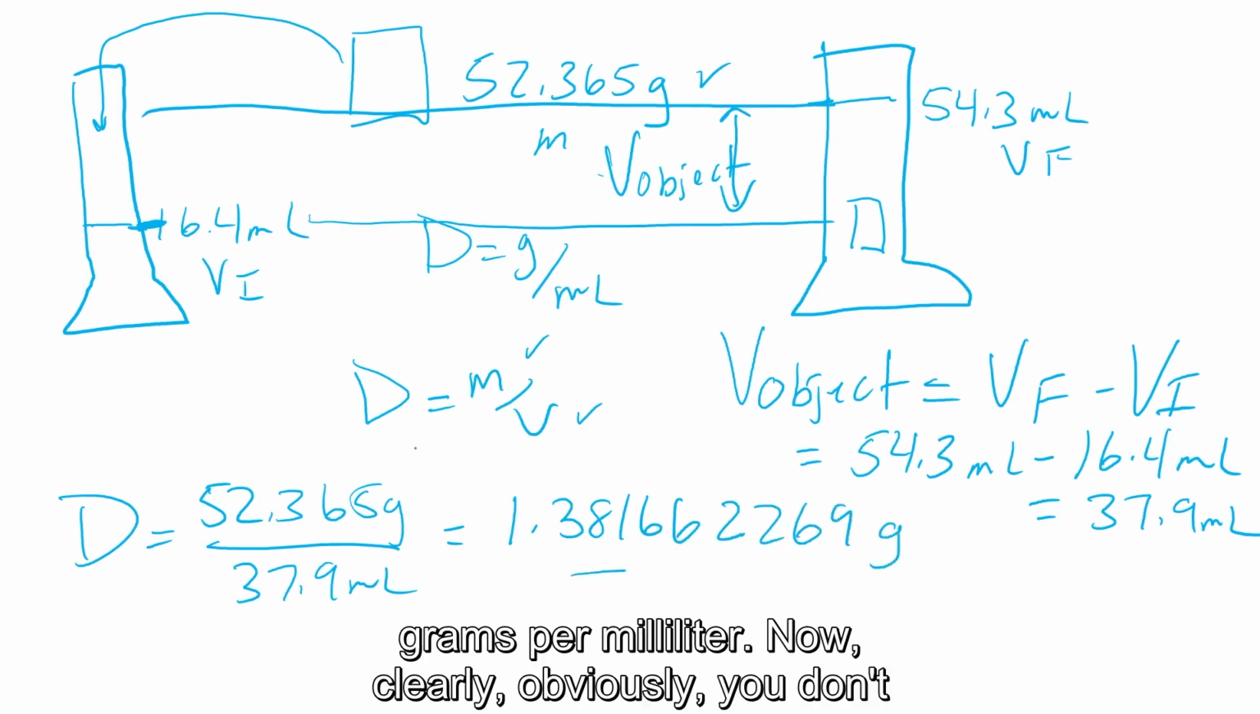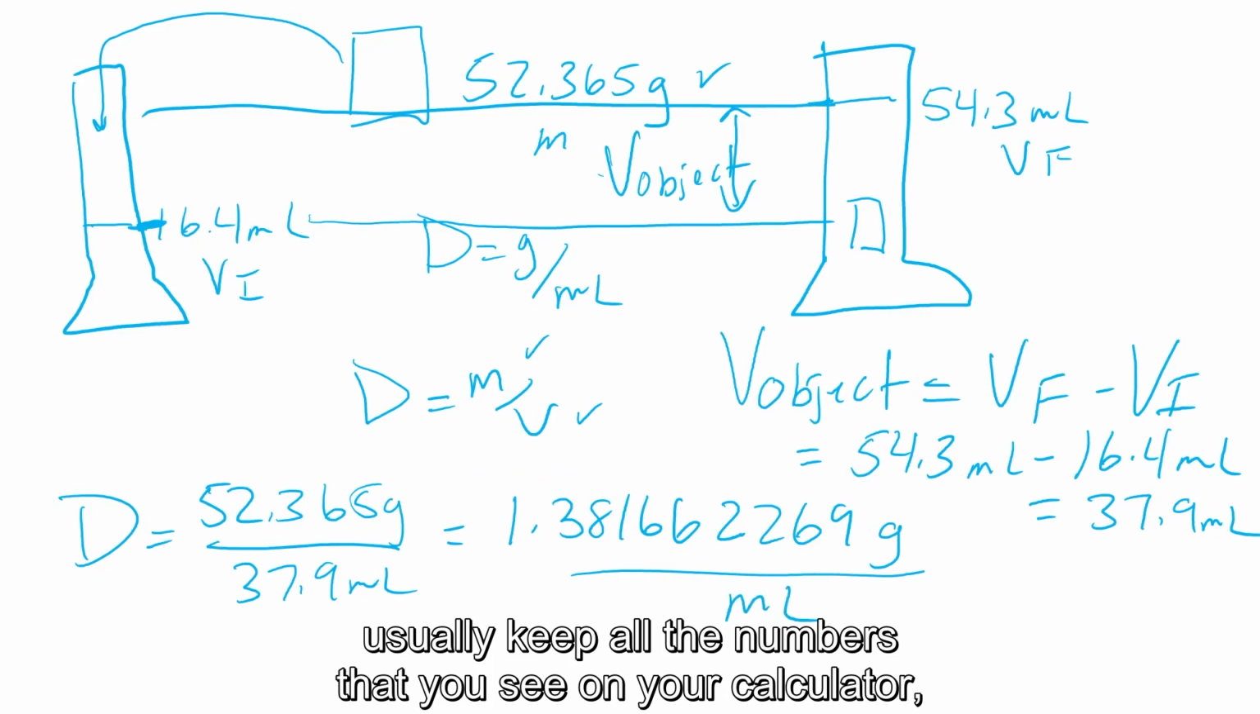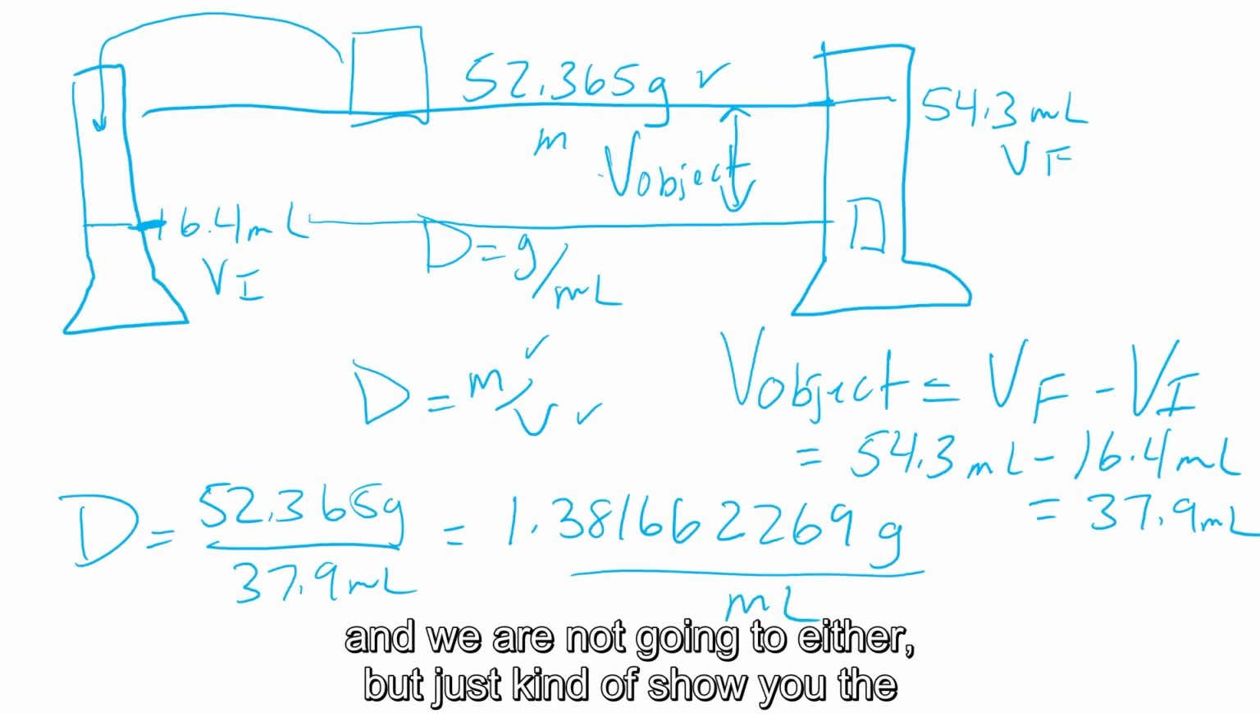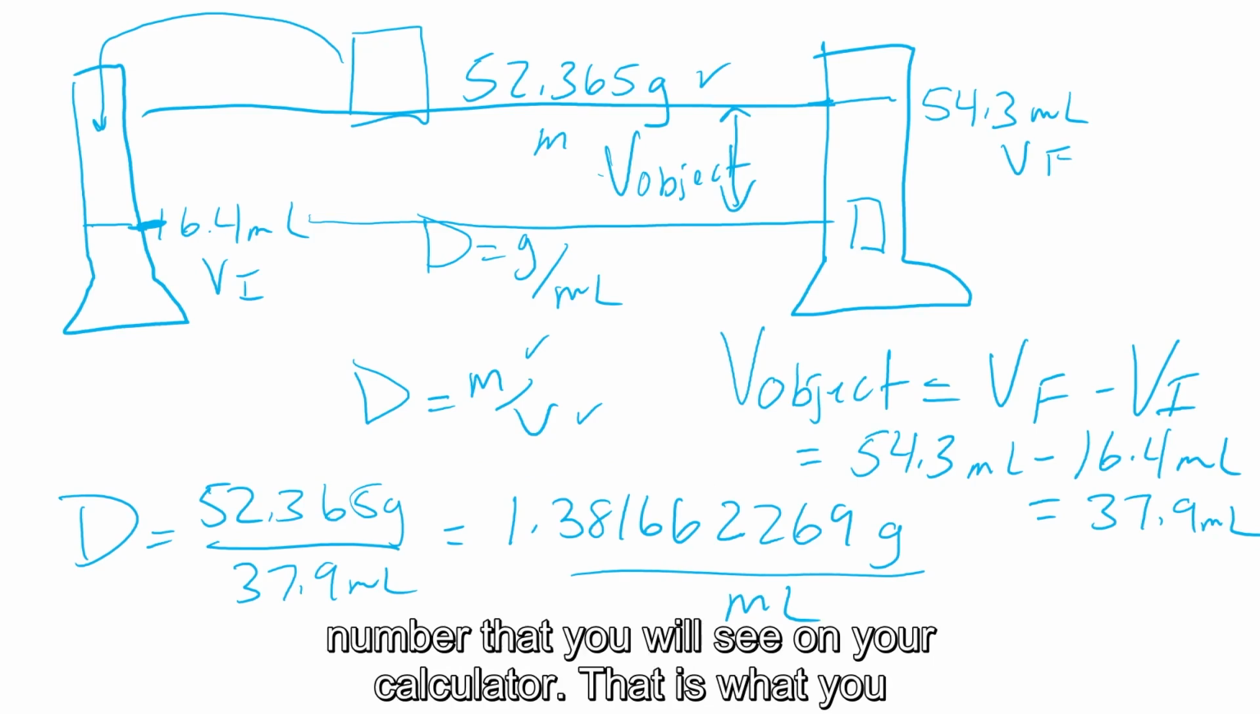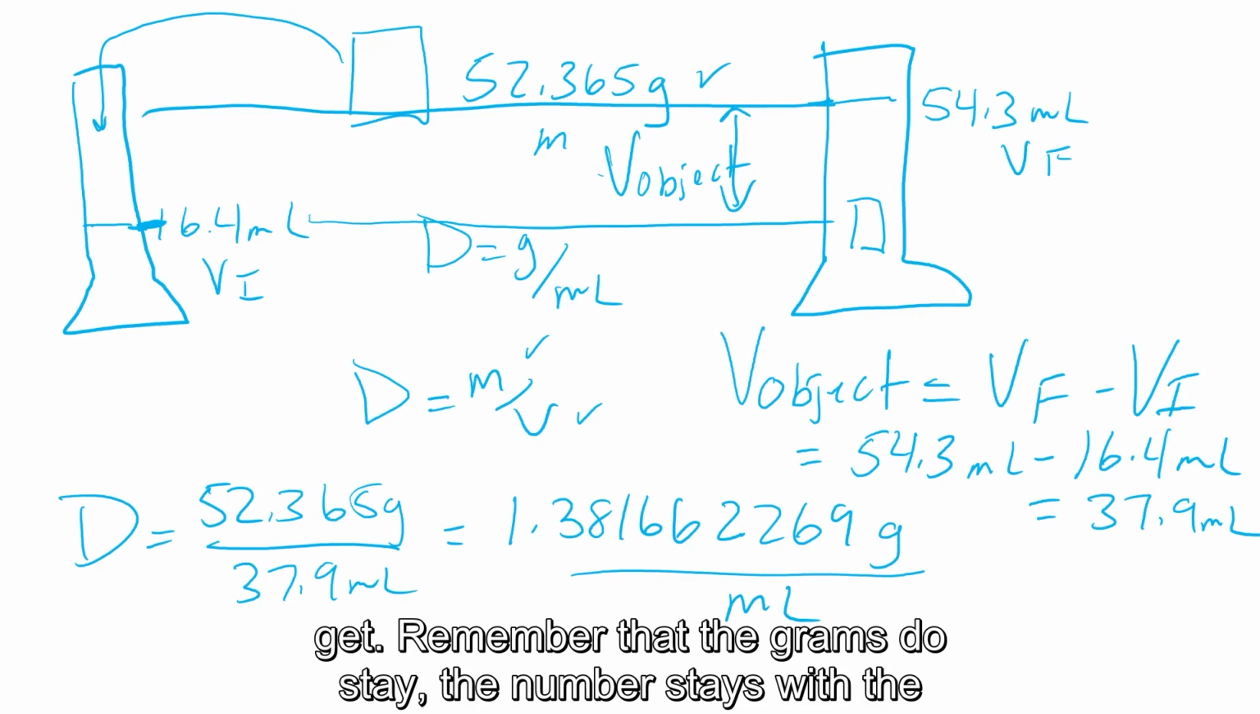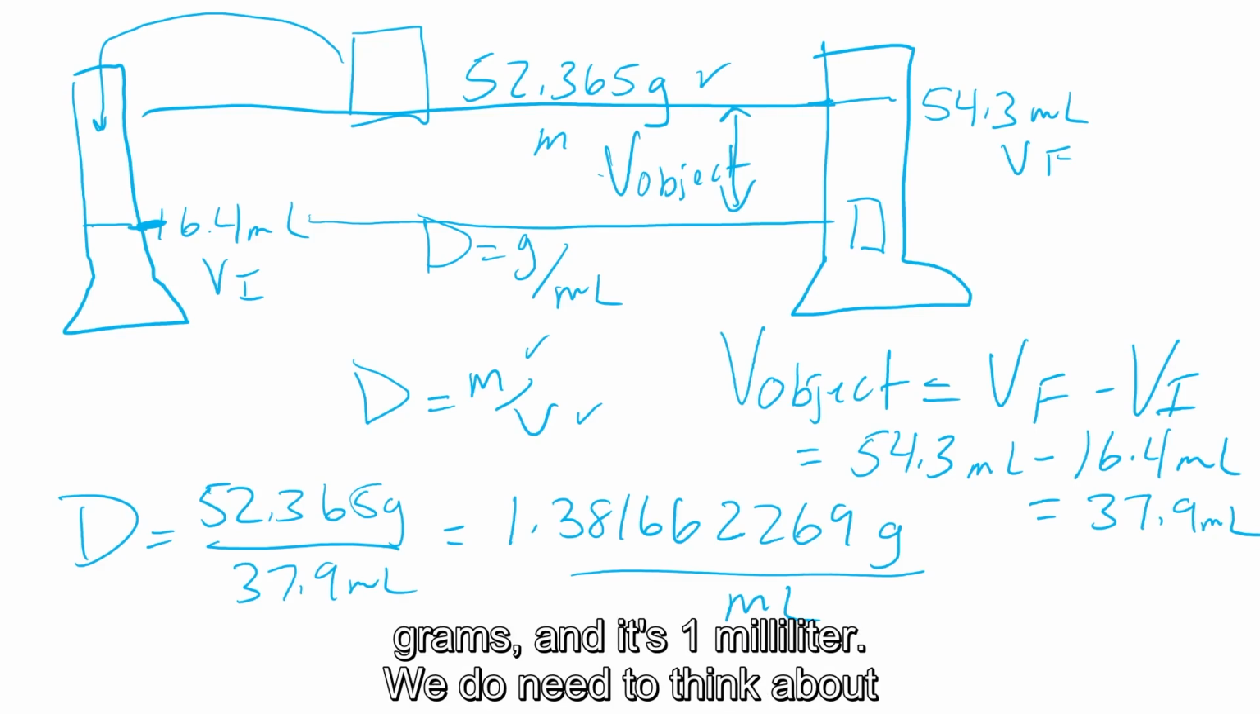1.381662269 grams per milliliter. Now, clearly, you don't usually keep all the numbers that you see on your calculator, and we are not going to either, but just to show you the number that you will see on your calculator, that is what you get. Remember that the number stays with the grams, and it's 1 milliliter.